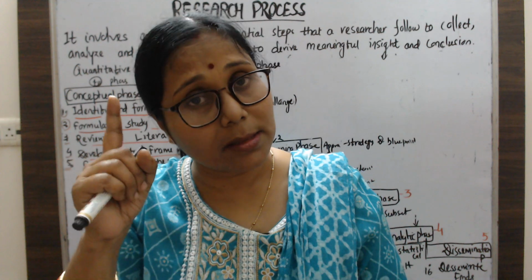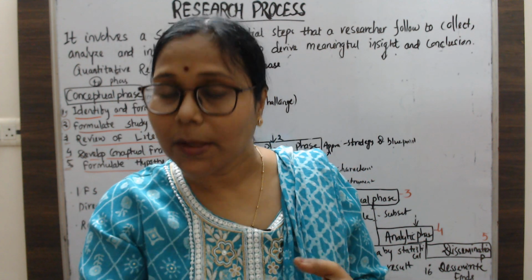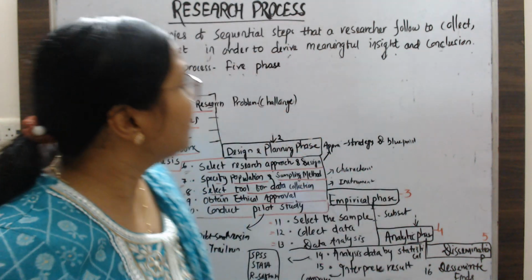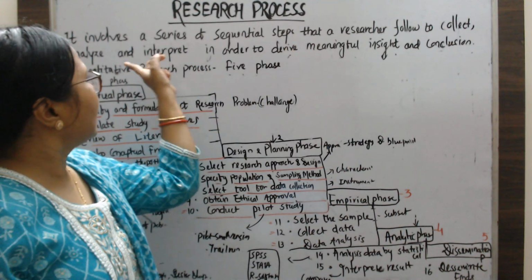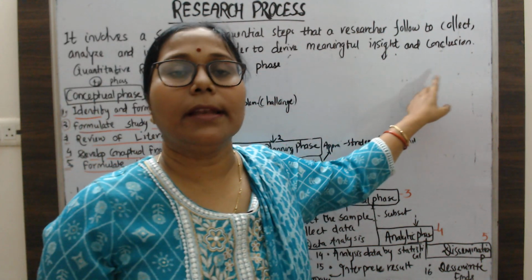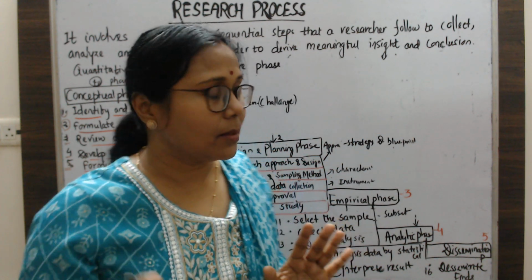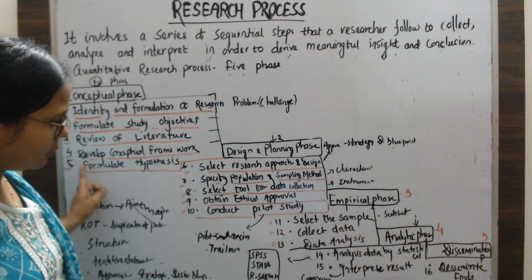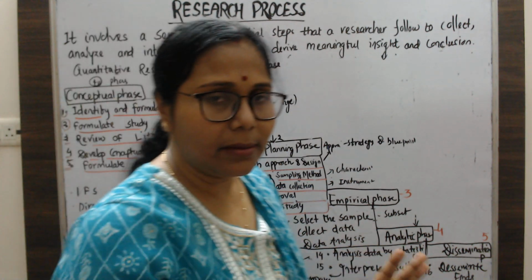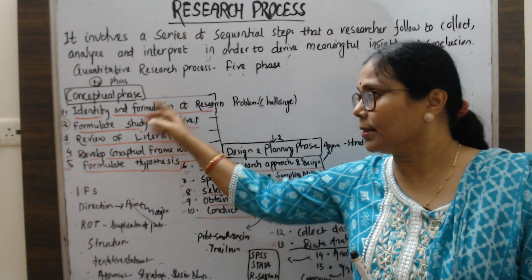Otherwise, you could say the researcher has to follow these sequential steps to collect, analyze and interpret in order to derive meaningful insight and a conclusion. So this is called the research process. In this research process we will discuss 16 steps, and each step is comprised into a phase. So there are 5 phases and 16 steps.